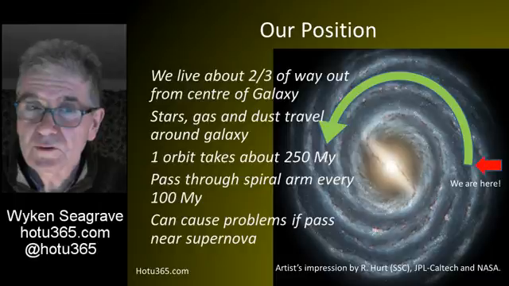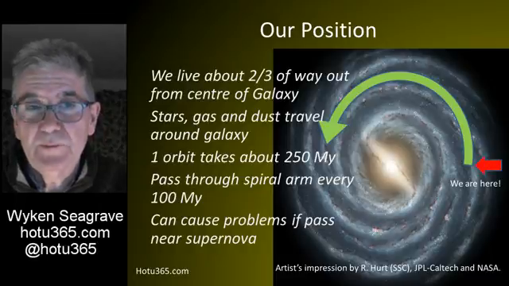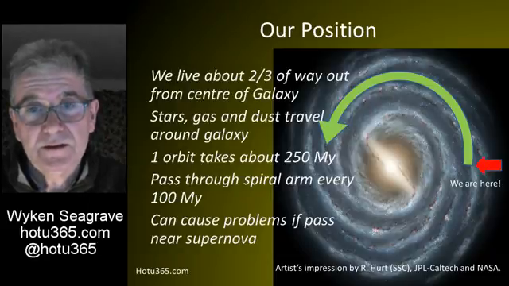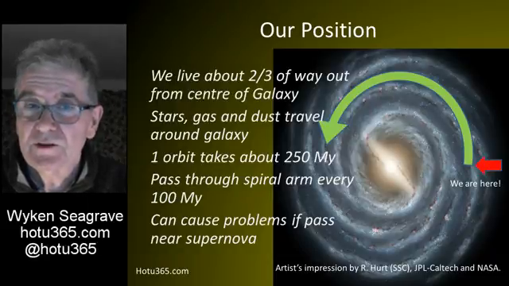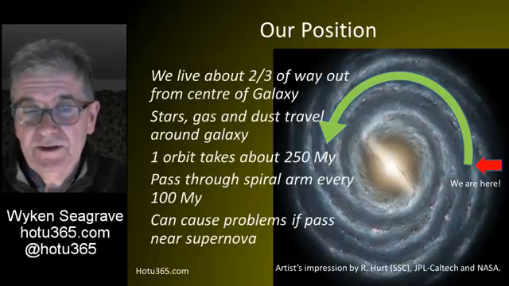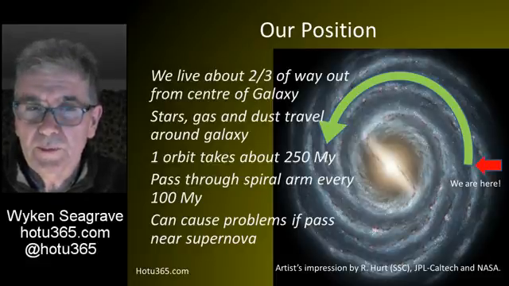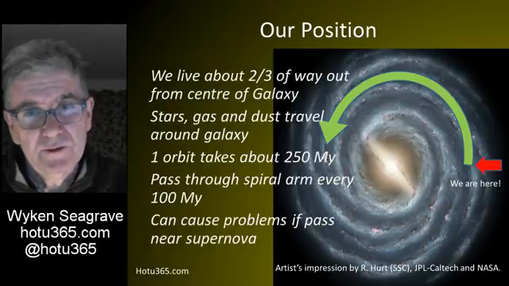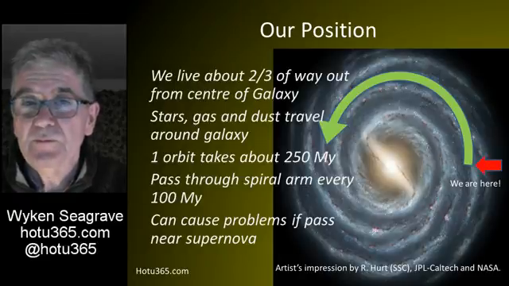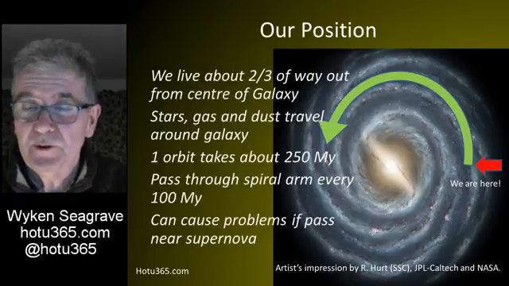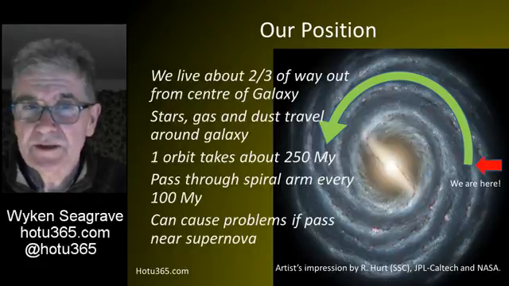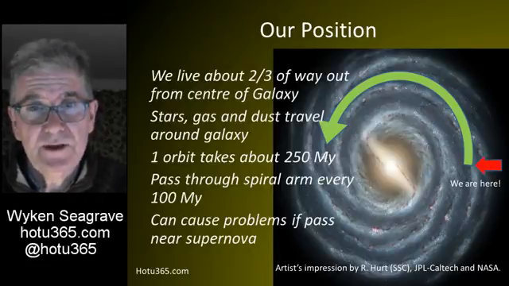This can cause problems. For example, if we pass close to an exploding star, a supernova, then that could cover the Earth in radiation. We're not sure what problems we have had during the history of the Earth, but almost certainly our movement around the Milky Way galaxy has had some effect, perhaps some profound effect on the history of the Earth.